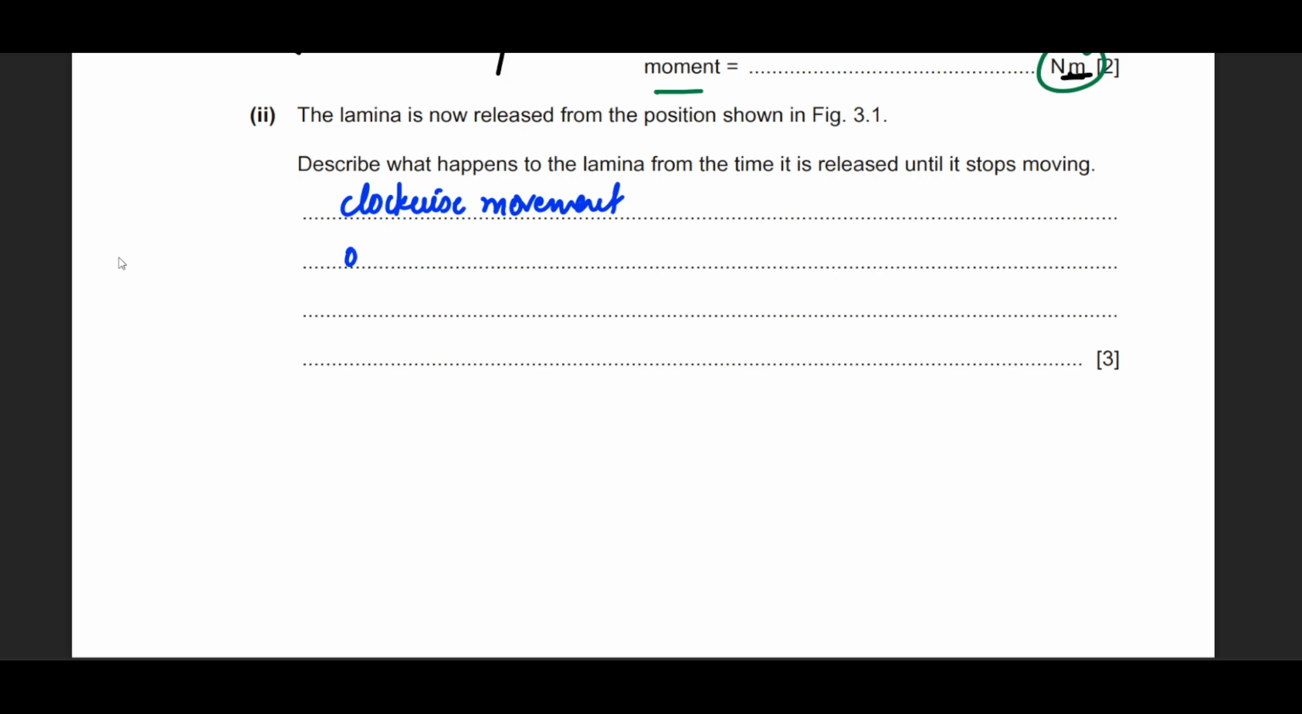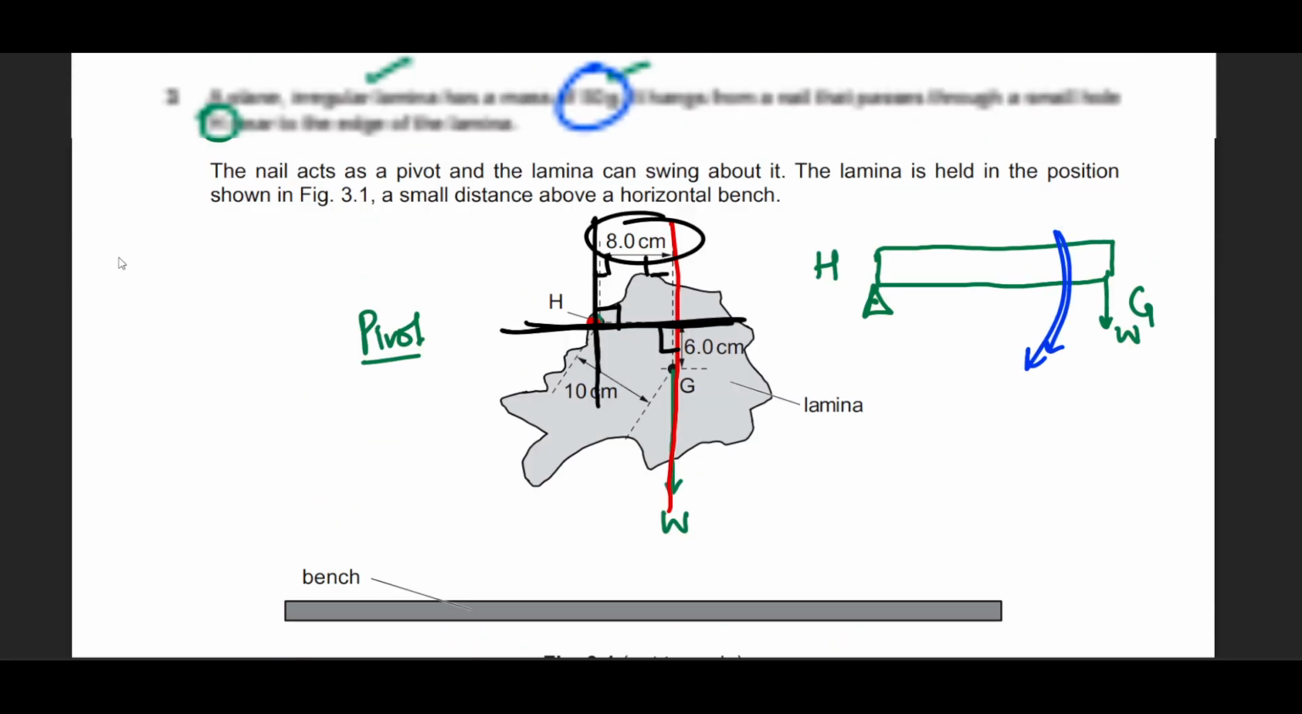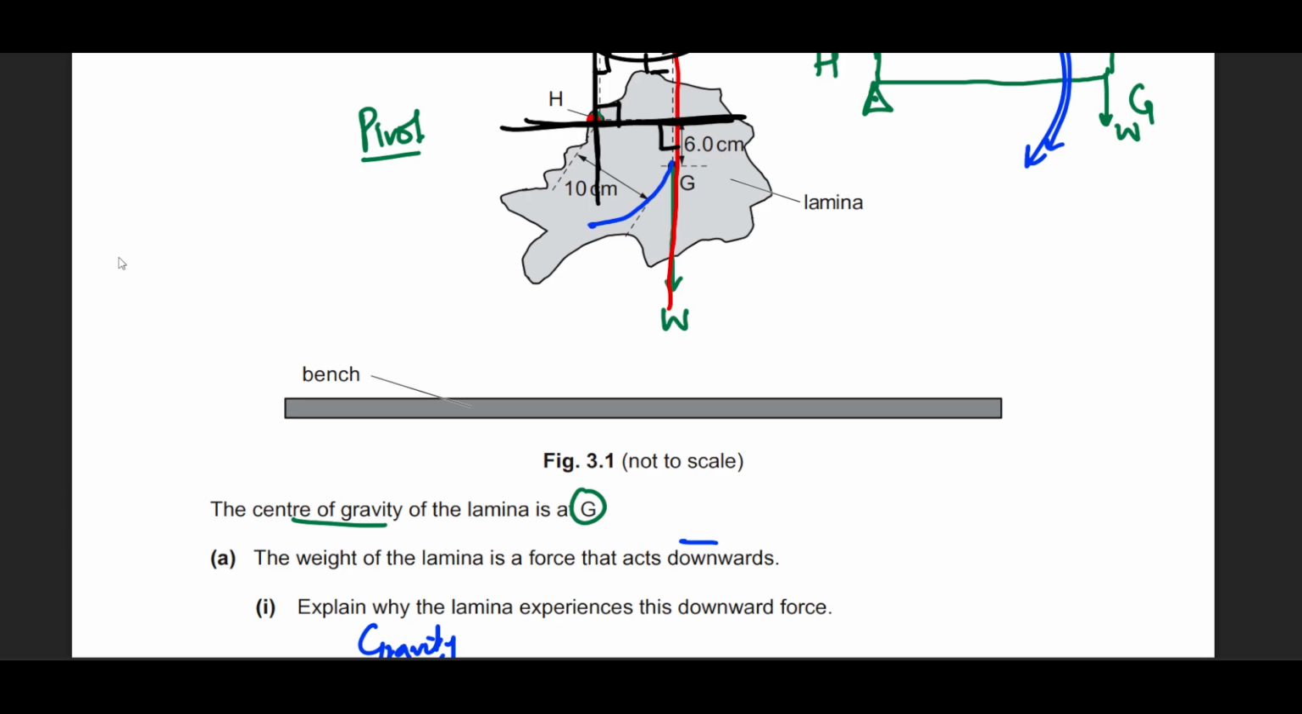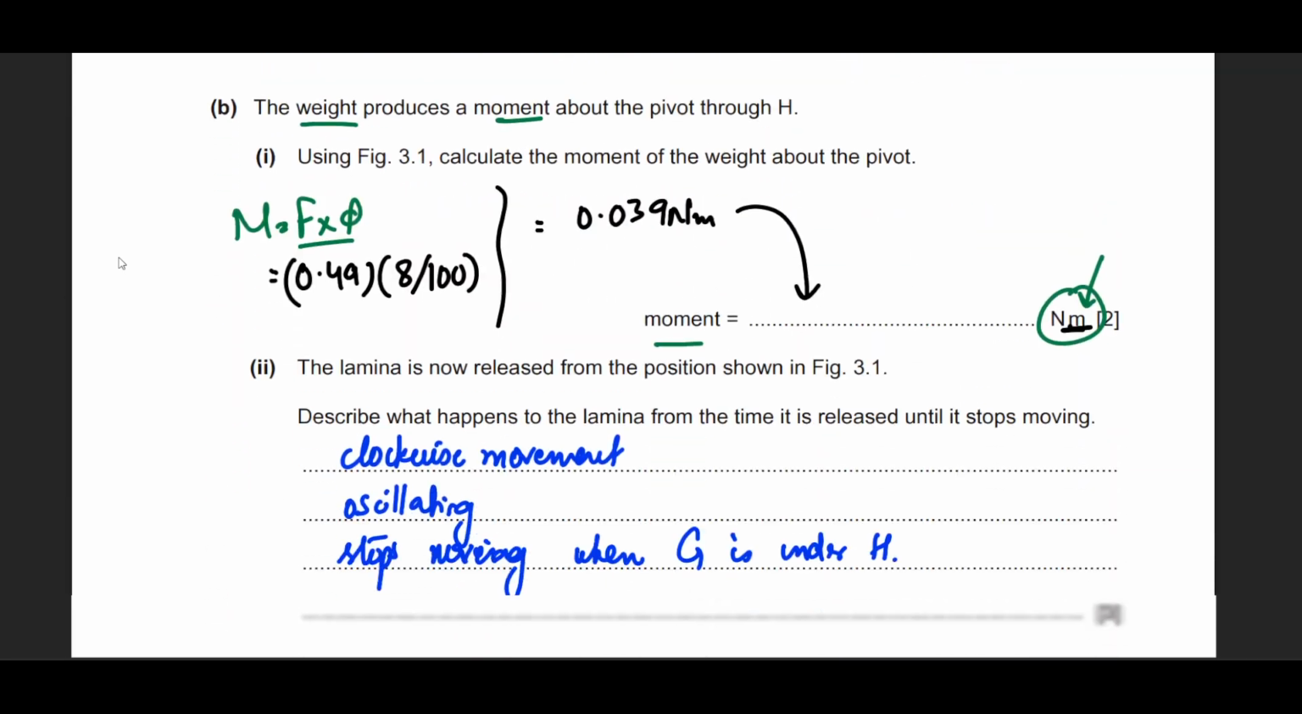What will you see? It will start oscillating, or vibrating, or moving left and right like a pendulum. What's going to happen at the end of the motion, when everything settles down? It stops moving, or stops oscillating, when G is under H. When this all settles down, the point G comes under the pivot H, which is when it attains equilibrium and will not oscillate anymore. So these are the 3 points you were supposed to make to get full credit for this part.